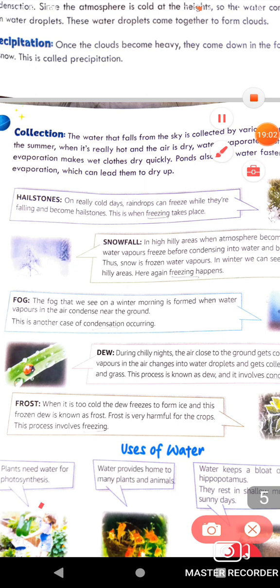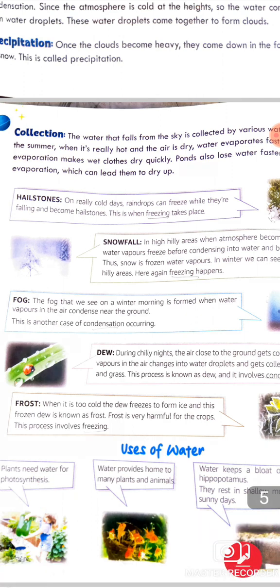First, plants need water for photosynthesis. You are all well aware of what photosynthesis is. Photosynthesis is a process in which plants make their own food. You studied it in chapter 4. Plants need sunlight, water and carbon dioxide from the atmosphere to make their own food. So water is necessary for plants to make their own food in the process of photosynthesis.